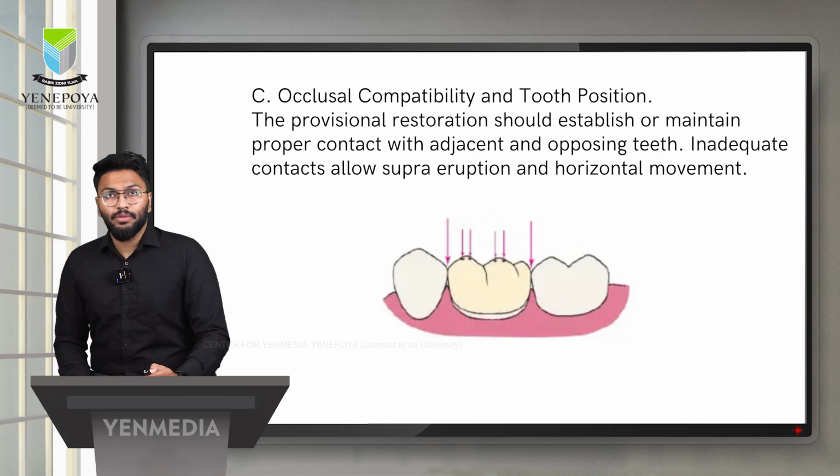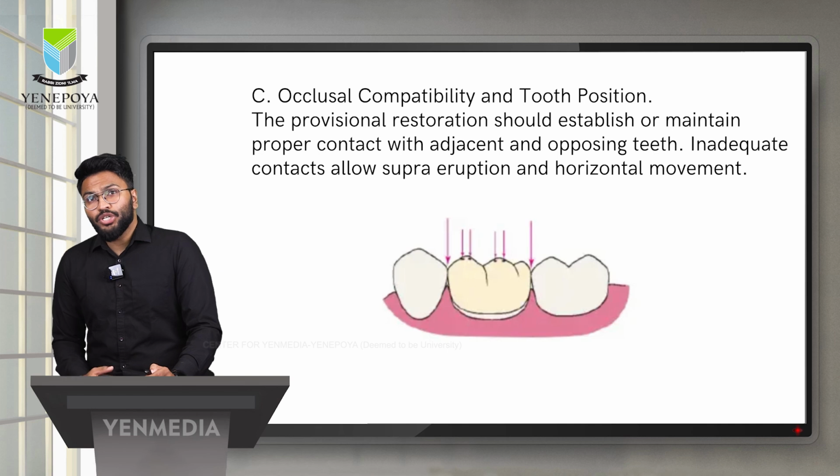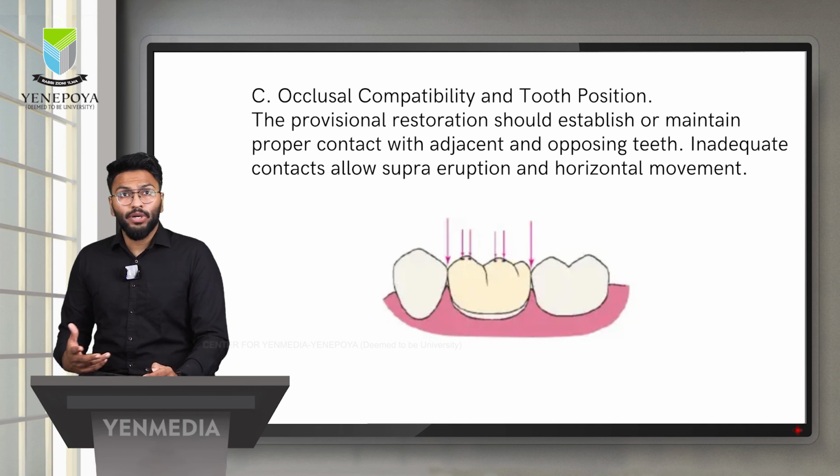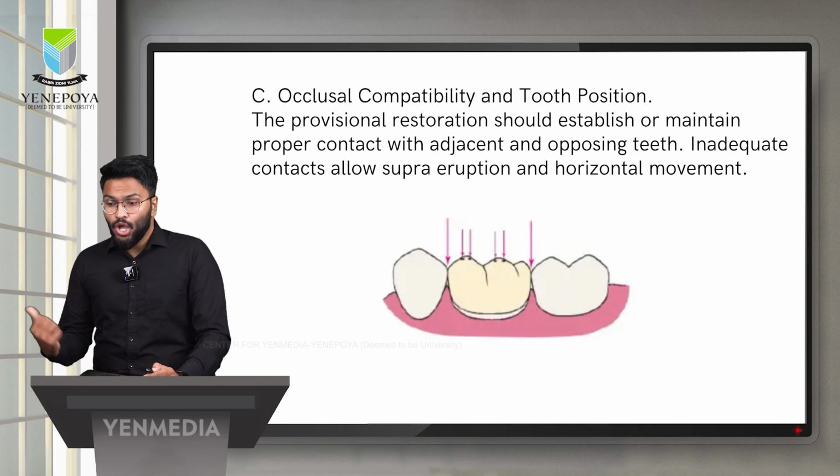Coming to occlusal compatibility and tooth position, I was speaking about the same point earlier. The provisional restoration should establish or maintain proper contact with the adjacent and opposing teeth. Inadequate contacts allow supra-eruption and horizontal movement of the adjacent tooth.